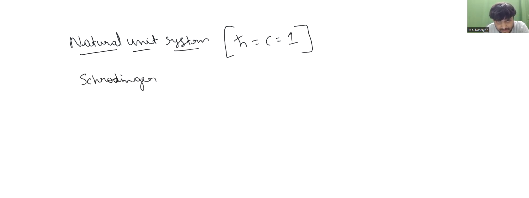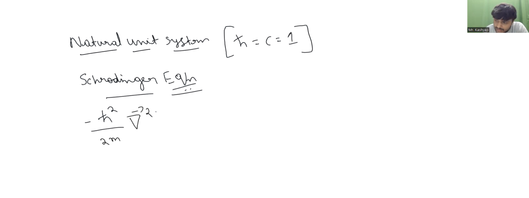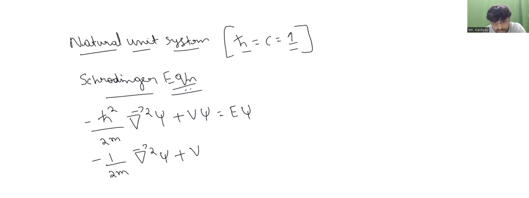equation. Okay, so we take the kinetic energy part of it, minus h cross squared by 2m del squared psi plus the potential part V psi is equal to E psi. We just said h cross is equal to 1, right? So minus 1 by 2m del squared psi plus the potential V psi will be equal to E psi. So this is the Schrodinger equation part.